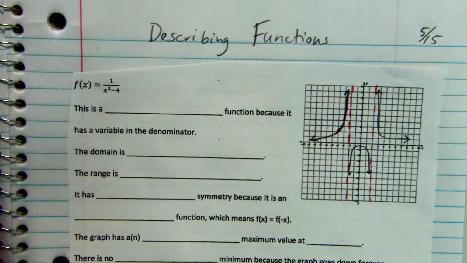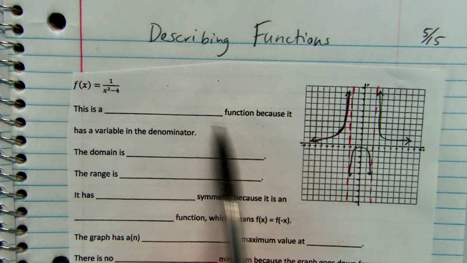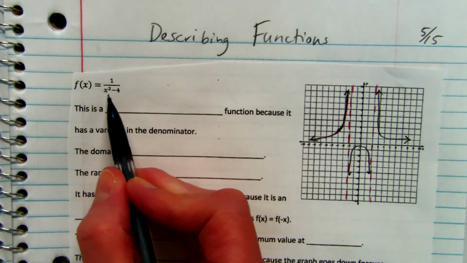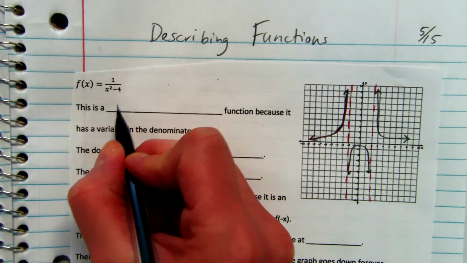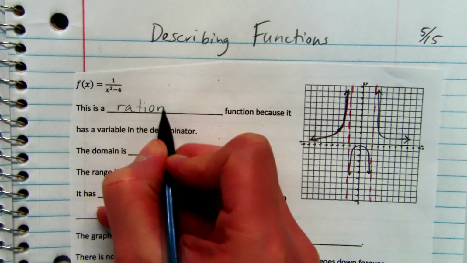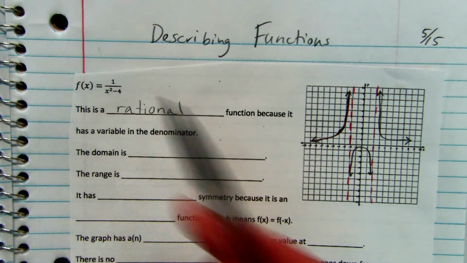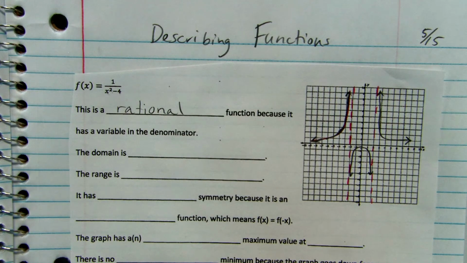So the worksheet that goes along with this is going to have things in kind of a paragraph form. So we're going to go through this one more example just so we can kind of understand. So this is a rational function because it has a variable in the denominator. So if we think back to what we did before, anytime I have this fraction, we called it a rational function. Rational in math means having a ratio. Ratio is a fraction. That's where the name comes from.